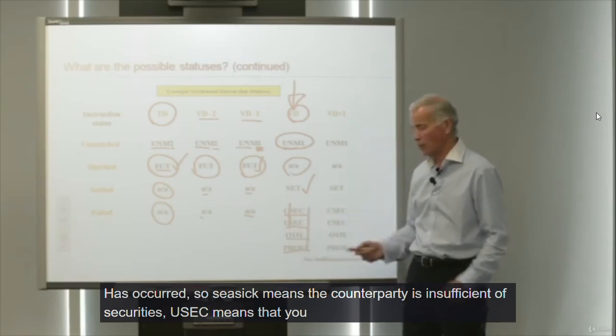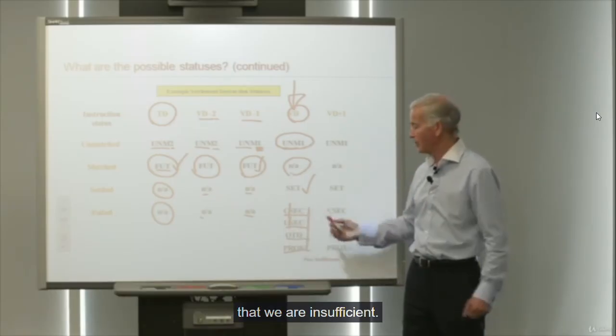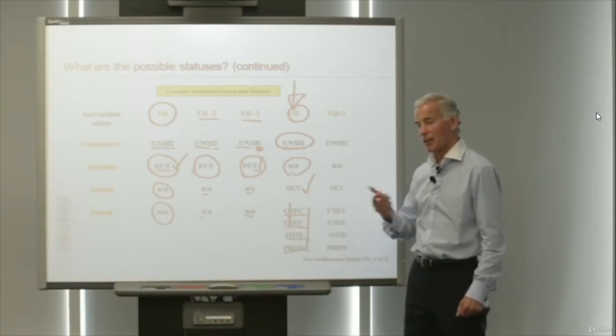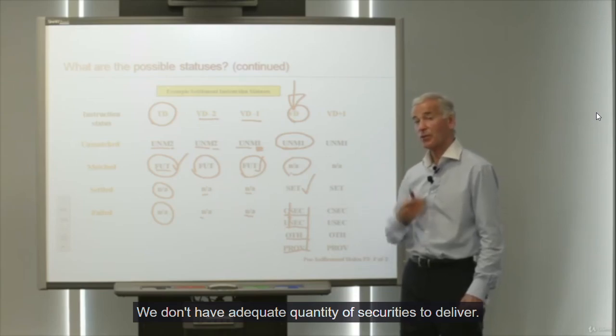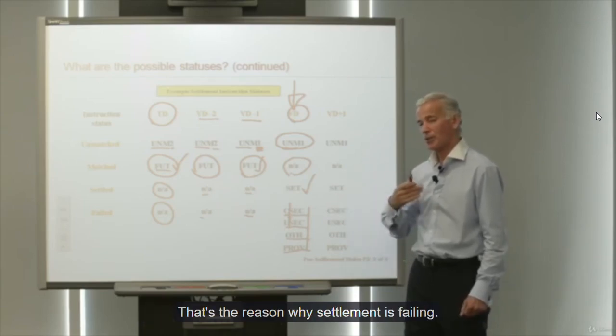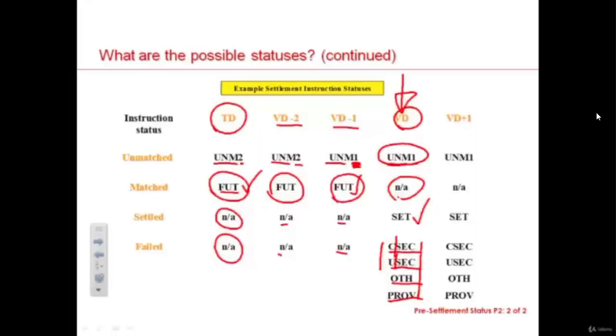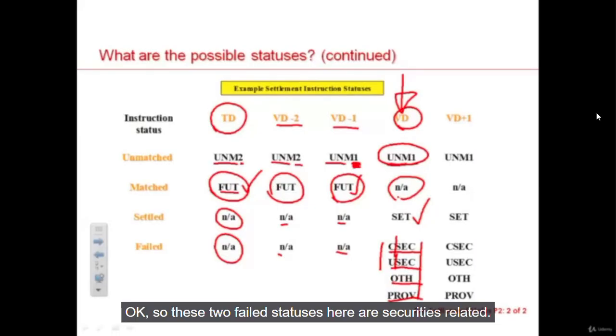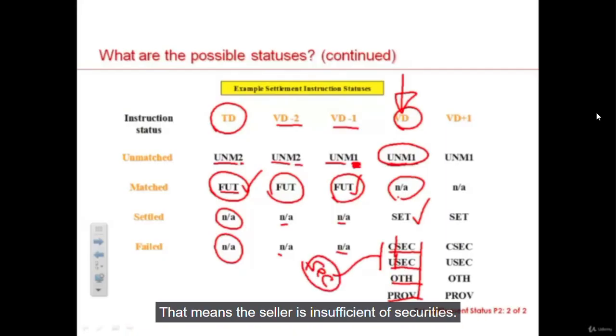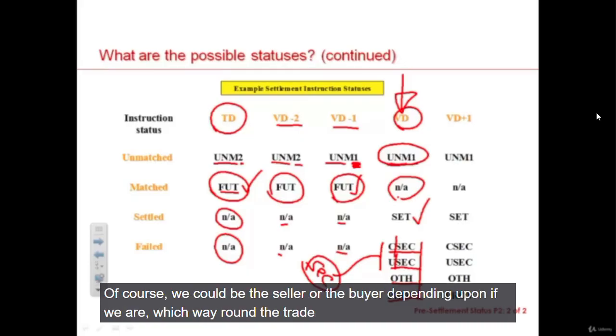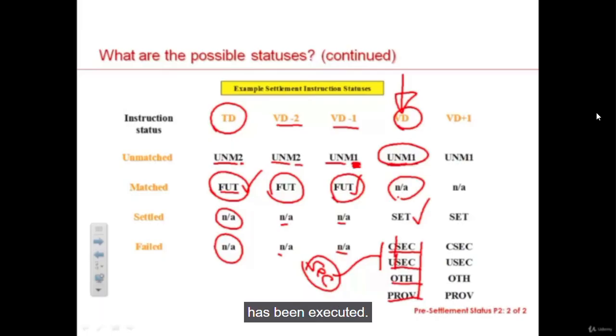USEC means that we are insufficient. So this means we are selling. We don't have an adequate quantity of securities to deliver. That's the reason why settlement is failing. Okay, so these two failed statuses here are securities related. That means the seller is insufficient of securities. Of course, we could be the seller or the buyer, depending on which way round the trade has been executed.